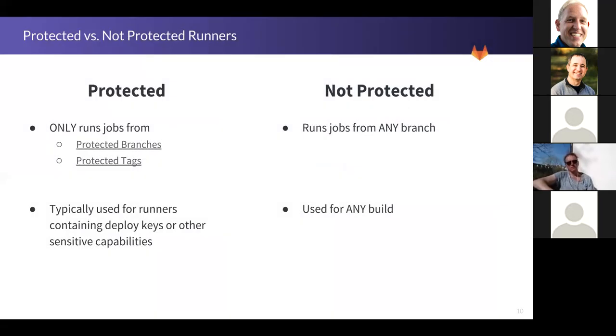All right, and then the last property we'll talk about is protected versus not protected. By default, runners are not protected, and so they can run jobs from any branch for any build. The reason to use a protected runner is if you want jobs from protected branches to only run on protected runners. So this may say, for instance, I want to have master as a protected branch, and I want to have that only run on protected runners.